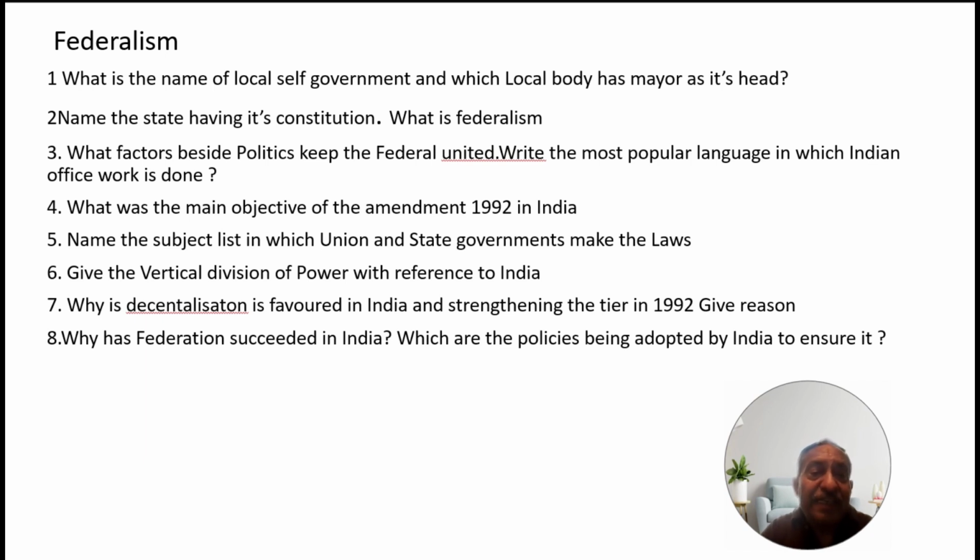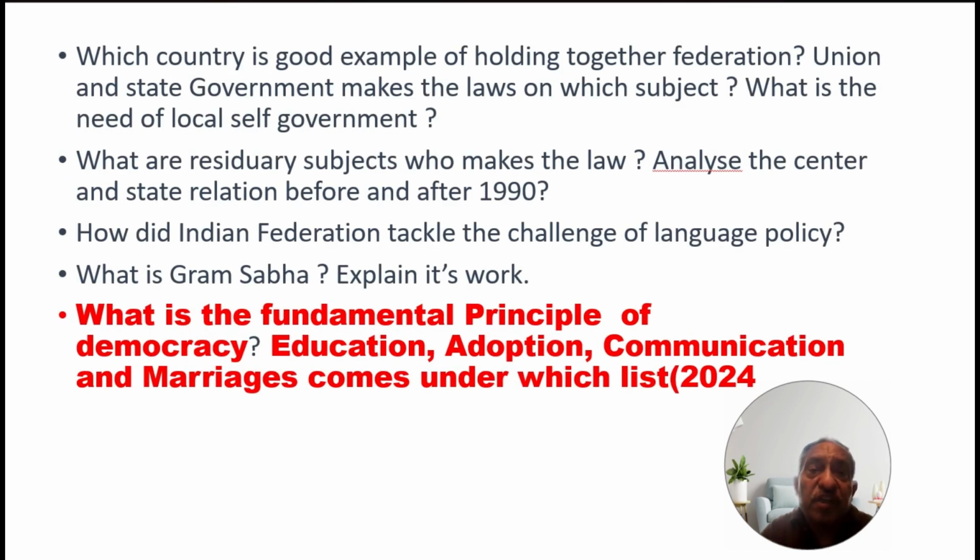Next, why is decentralization favored in India and strengthening the third tier in 1992? Give reasons. Why has federation succeeded in India? Which are the policies adopted by India to ensure it? Which country is a good example of holding together federation? Union and state governments make the law on which subject, which is needed of local self government? What is the residuary subject?